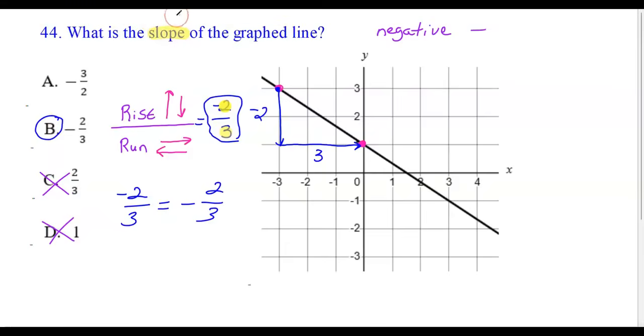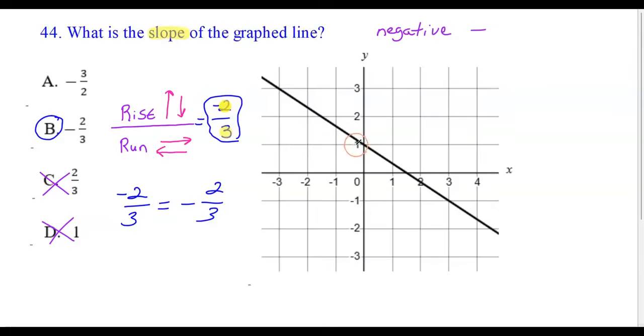Quick teaching point. This might happen on the GED Math test. If you notice when we're looking at this graph, the x-axis is going up by 1, 1, 2, 3, 4, and so is the y-axis, 1, 2, 3. You can see that by the numbers. Sometimes they count by different intervals. Let me explain.